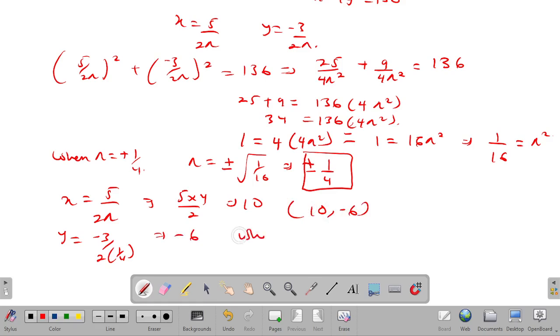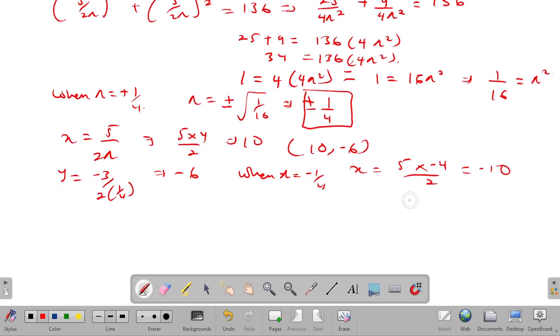Then when lambda is equal to negative 1 over 4, we have x equal to 5 times negative 4 over 2, that is negative 10. Then you get the y part to be equal to positive 6. Therefore, another point will be negative 10, comma 6. Then we need to determine which is the maximum and which is the minimum.